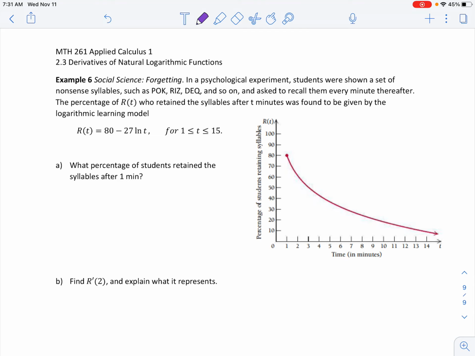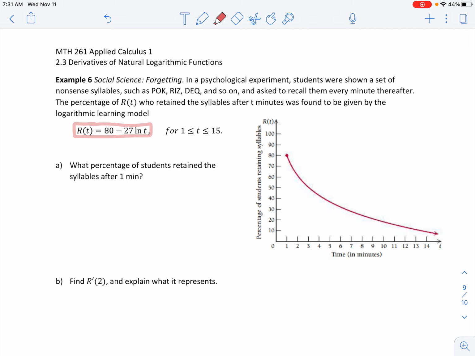So, we forget stuff. So I can see why this function they gave us, this graph, is going down from left to right, because we'll forget more stuff. We will remember less words. All right, the percentage R of t who retained the syllable after t minutes was found to be given by the logarithmic learning model. Oh, I love this. It's the actual application of what we are doing.